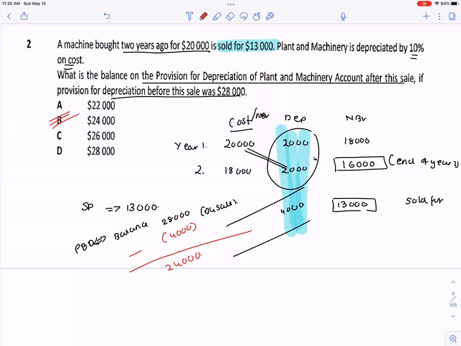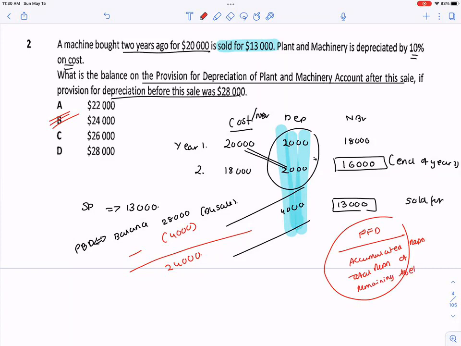What is provision for depreciation account? It is accumulated depreciation. Provision for depreciation account has accumulated depreciation. Accumulated depreciation means what? Total depreciation of all the remaining assets that you have.